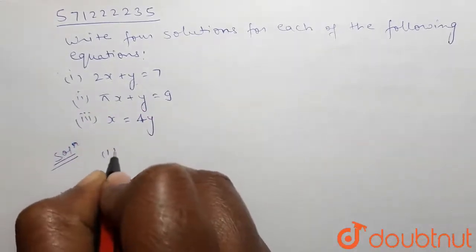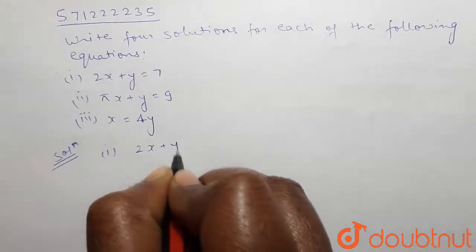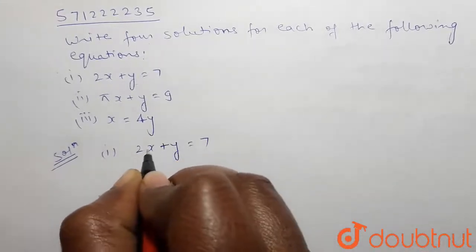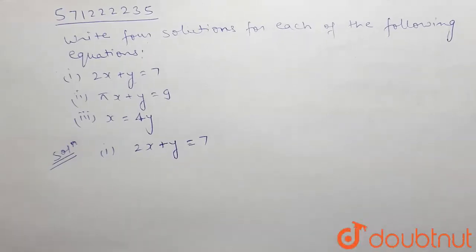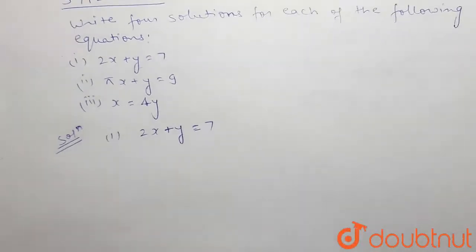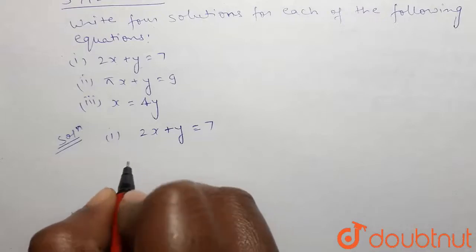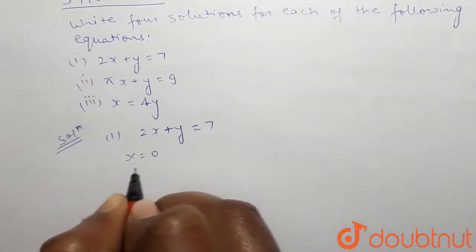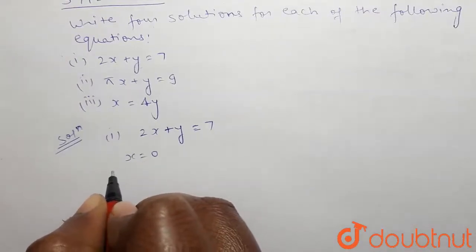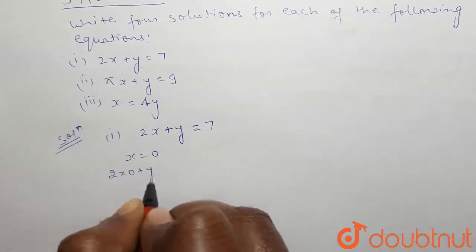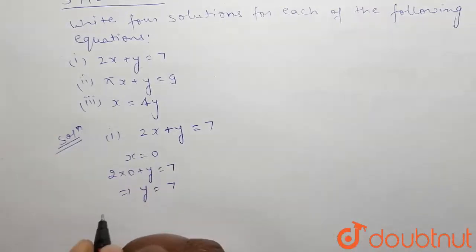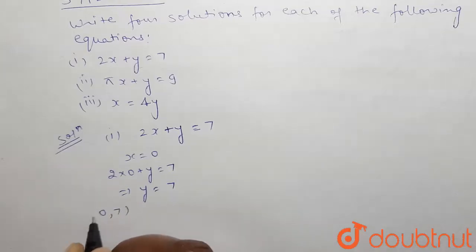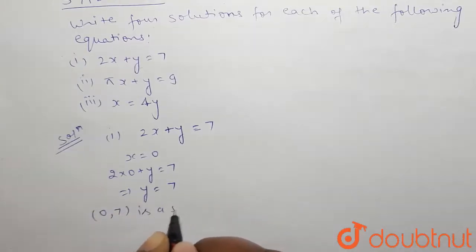Now the first part is 2x plus y equals to 7. The first equation is 2x plus y equals to 7. Now we have to find the 4 solutions of this equation. So first put x equals to 0, then we will get 2 into 0 plus y equals to 7. This gives y equals to 7. So 0 comma 7 is a solution of this equation.